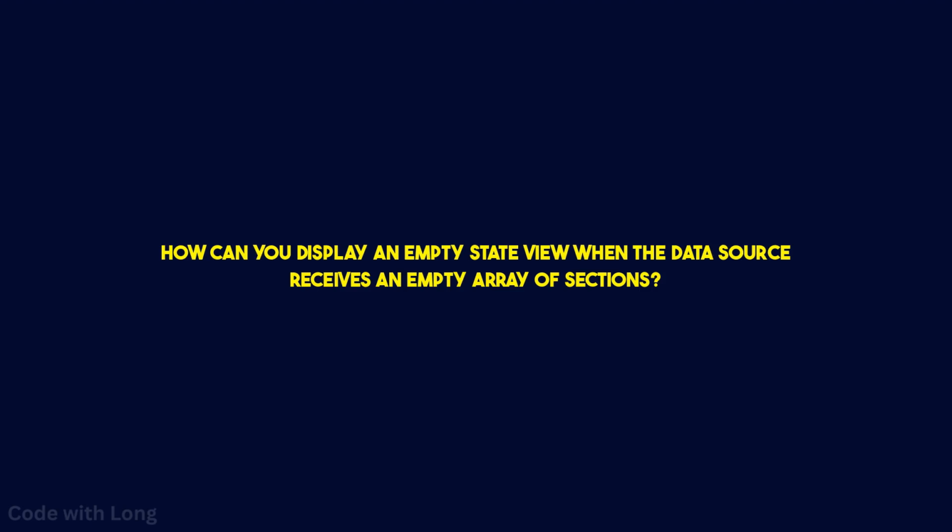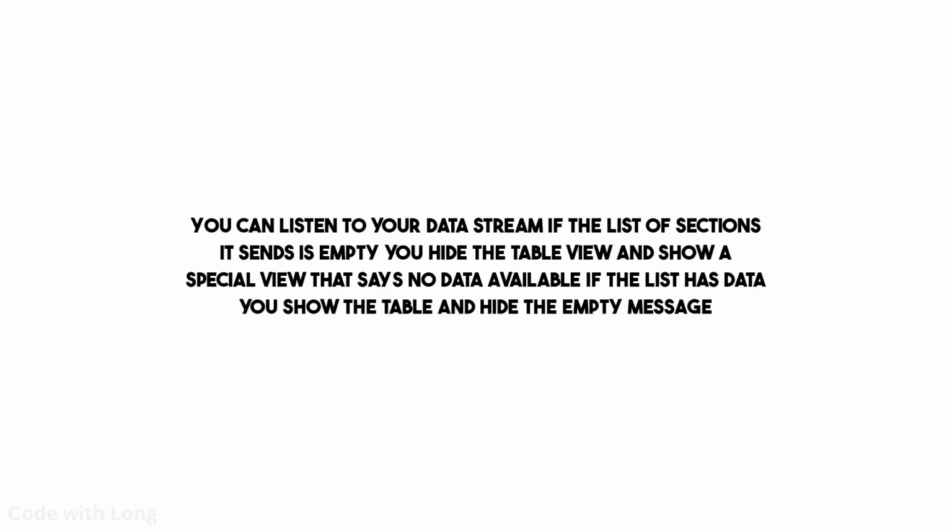How can you display an empty state view when the data source receives an empty array of sections? You can listen to your data stream. If the list of sections it sends is empty, you hide the table view and show a special view that says no data available. If the list has data, you show the table and hide the empty message.